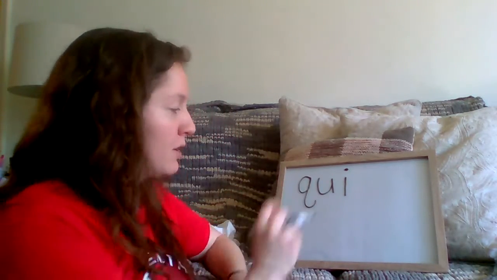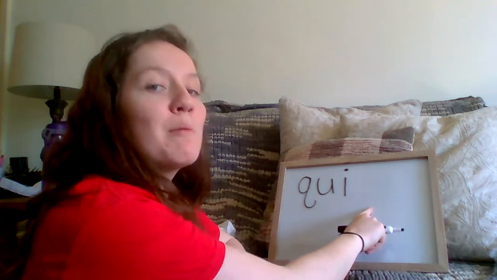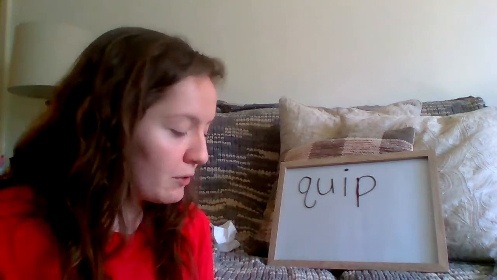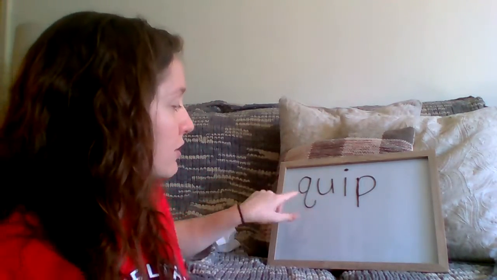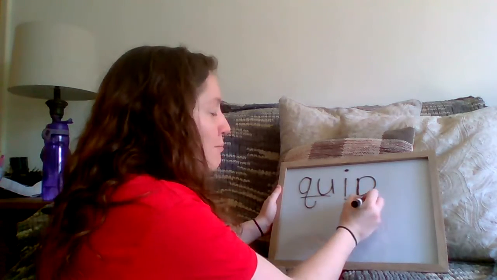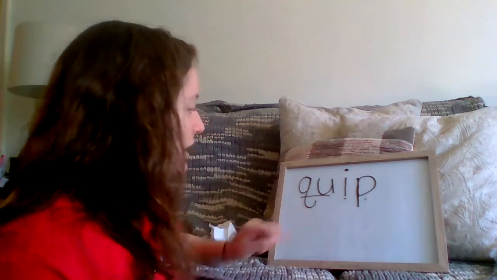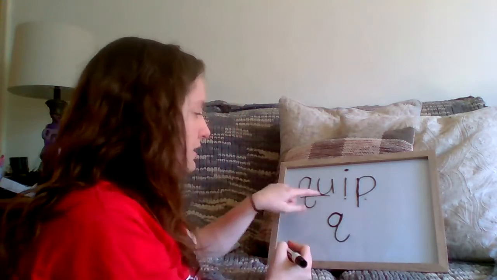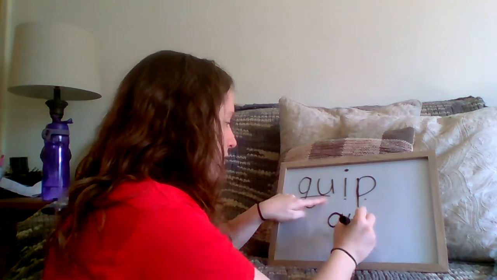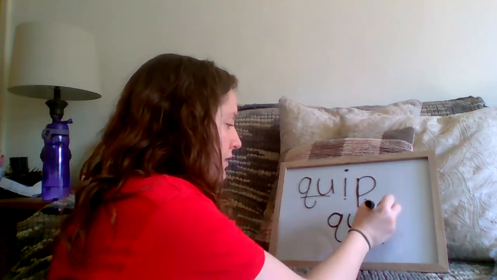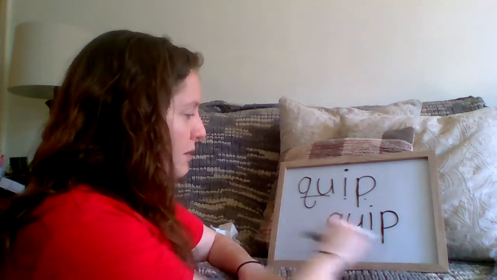The word was quip. Qua. It. P. What letter says p? P. Okay. So let's sound it out again. Now remember, Q, U are going together, so we're treating it as one sound. Qua. It. P. Quip. Now let's rewrite it. First letter, Q. Second letter, U. Next letter, I. Last letter, P. Quip.